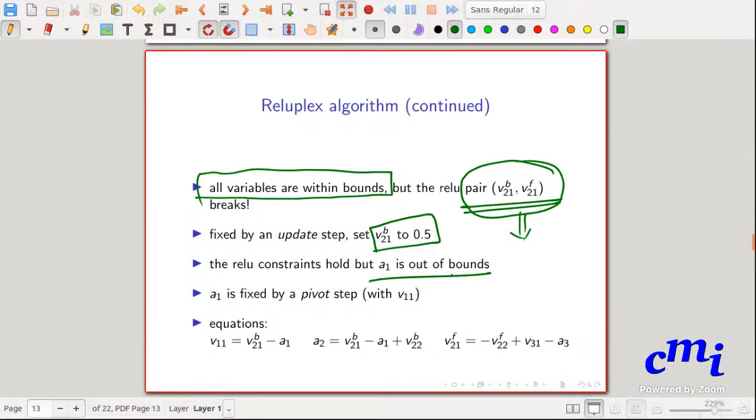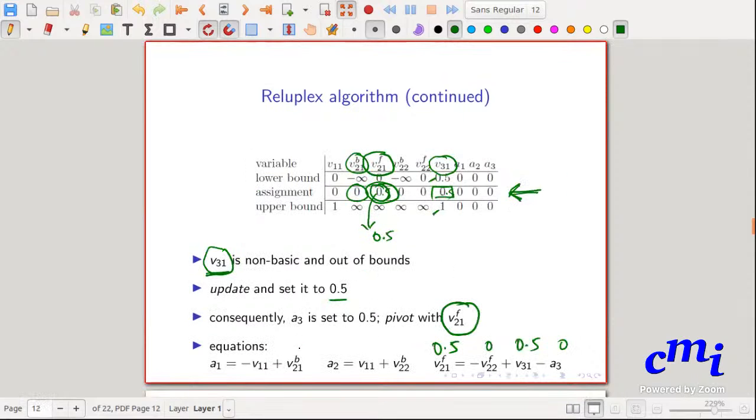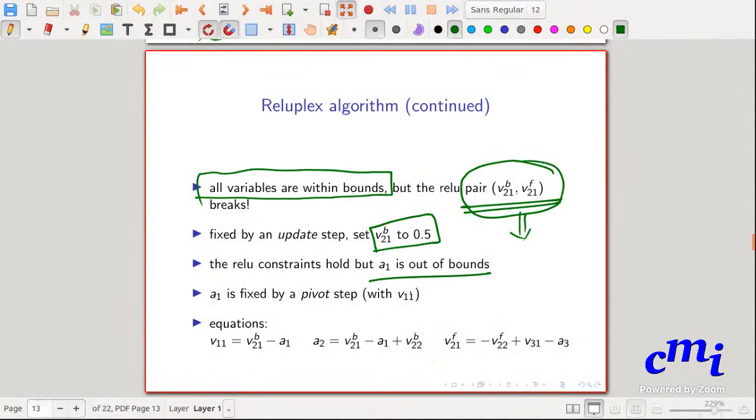Okay. Now the ReLU constraints are fine, but A1 is out of bounds. Why is A1 out of bounds? Because notice that V21 backward has been set to 0.5. This is still 0. So therefore this is 0.5, which is out of bounds because this has to be 0. Okay. So then you fix A1 with a pivot step with V11. So fixed by an update step. This update step is not there in the simplex. So that's the additional step.